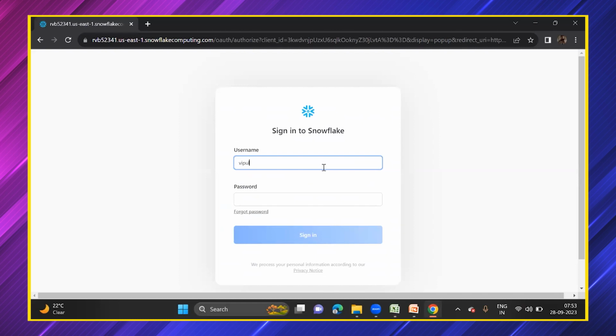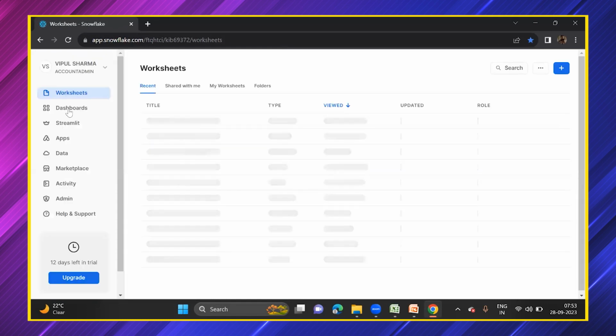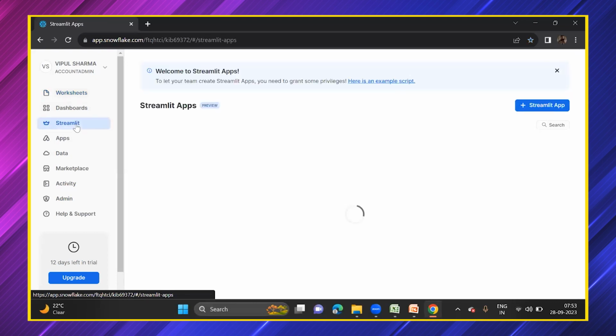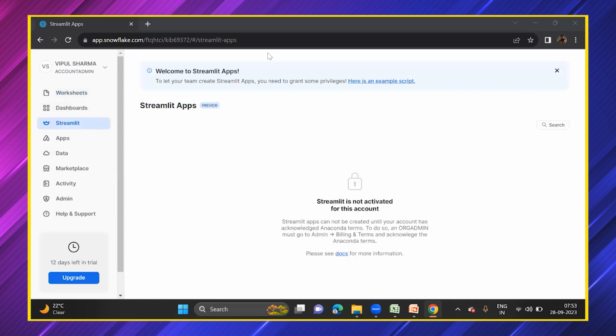Okay, let me log into my Snowflake data warehouse. Let me check. Okay, it's okay. Let's hope it is within the free trial. Okay, that's great. So here you can see that this is a Streamlit where you can actually create the front-end application. You can create dashboards within the Snowflake using this Streamlit. It is not activated right now, but we have to do that later on.